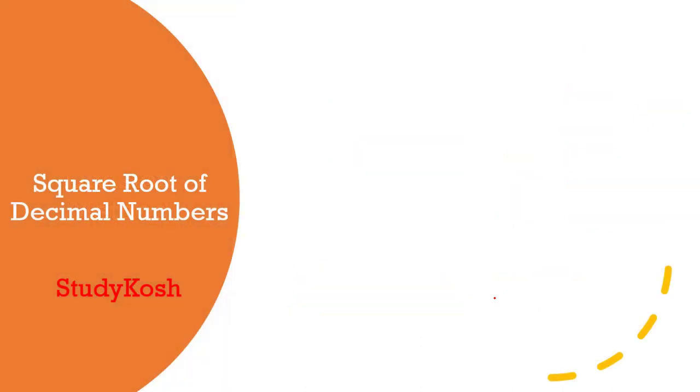Next we have the square root of decimal numbers. If in a given decimal number the number of digits after the decimal point is not even, then we put 0 at the extreme right.